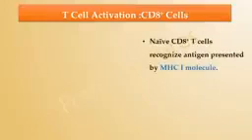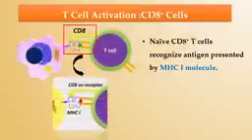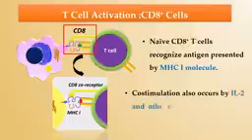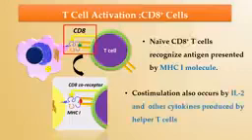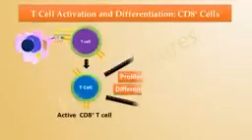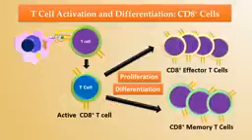The activation of CD8 positive T cells is similar with a few differences, such as naive CD8 positive T cells recognize antigen presented by the MHC1 molecule. The co-stimulation of these cells also occurs by interleukin-2 and other cytokines produced by helper T cells. These helper cells are those which recognize and bind the same antigen. Once activated, these CD8 positive T cells result in the generation of effector T cells and memory T cells.